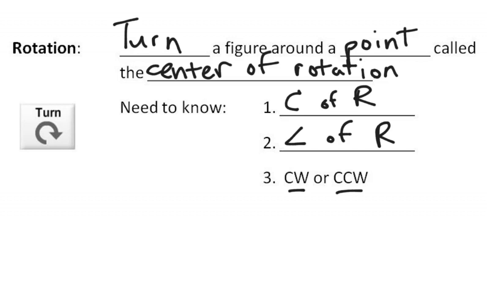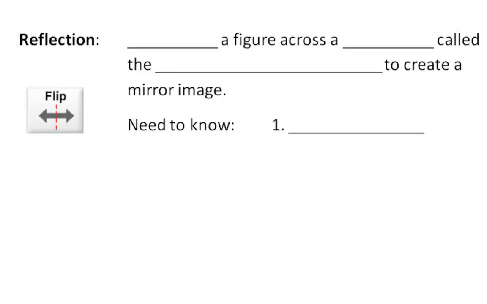Clockwise and counterclockwise. If the clockwise or counterclockwise part is not specified, convention is to always assume counterclockwise, which is counterintuitive. We would expect that we would be turning it in the clockwise direction. But for some reason, science and nature tells us that it's better if we're going the counterclockwise direction.